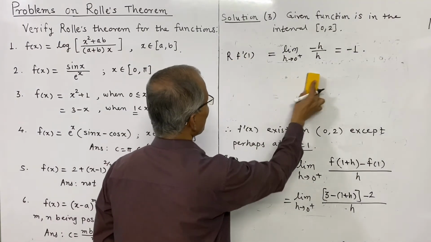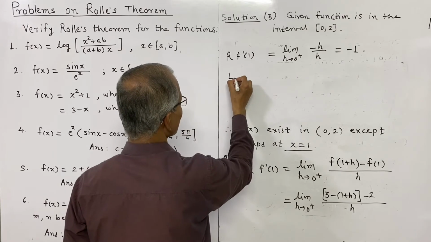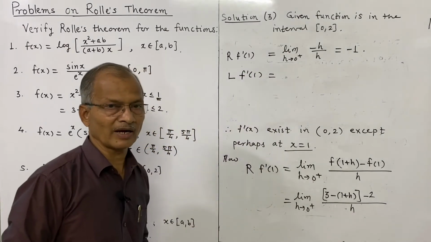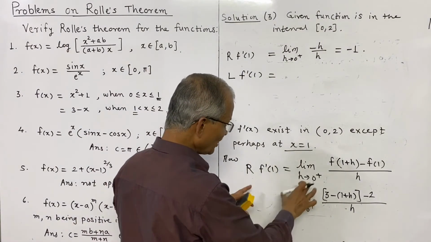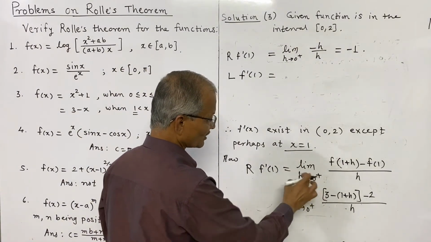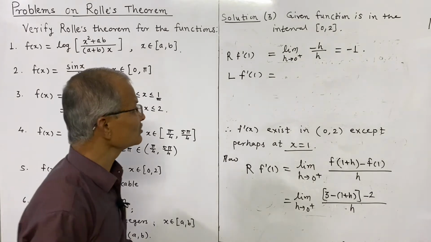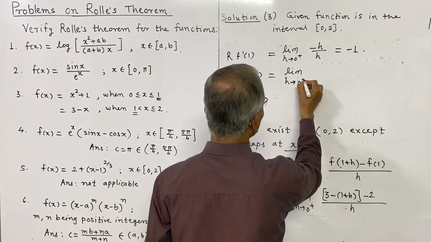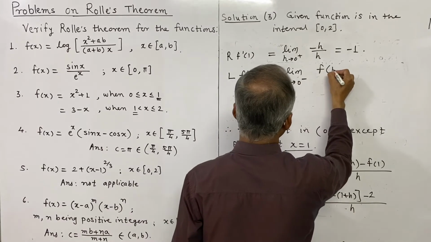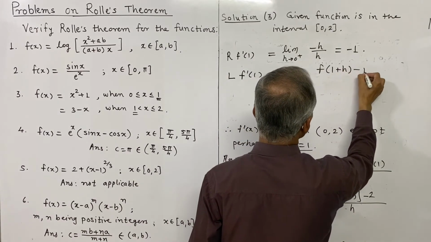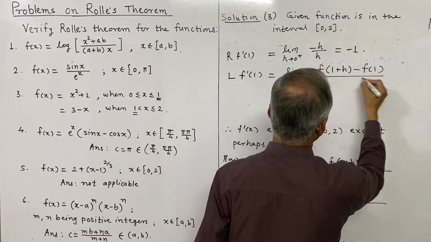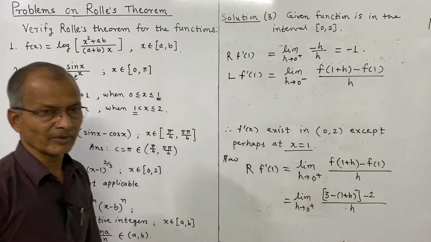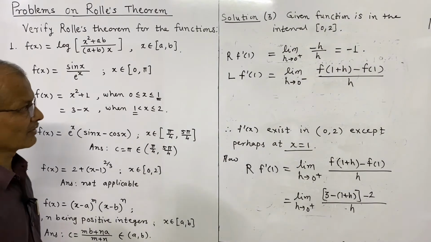Now further, L f dash of 1 means the left hand derivative of f at 1, and the definition remains similar, but the change is that h tends to 0 from left. Limit h tends to 0 from left, f of 1 plus h minus f of 1 divided by h. This expression remains the same, only the limit changes.